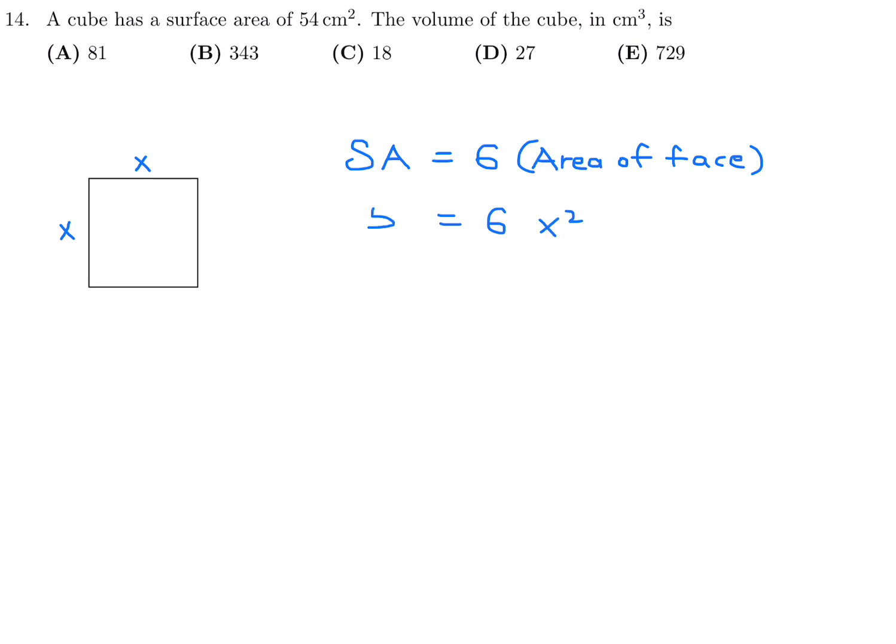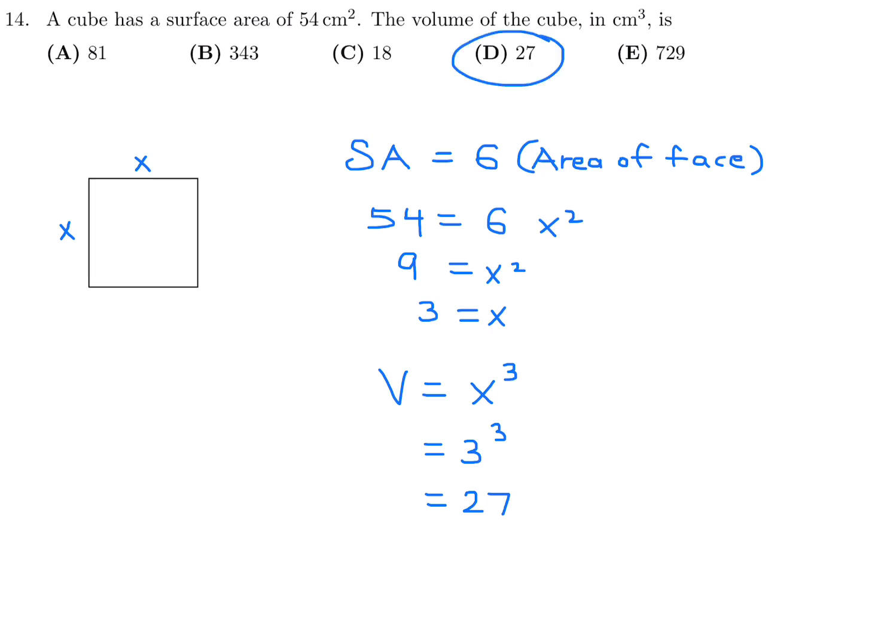And they've told me that it's 54. So solving for this, 54 divided by 6 is 9, and therefore x squared is 9. That means x is 3. Now the volume of the cube is given by the formula x to the power of 3. And if x is 3, it would be 3 to the power of 3, and that, of course, is 27. So number 14, the answer is D.